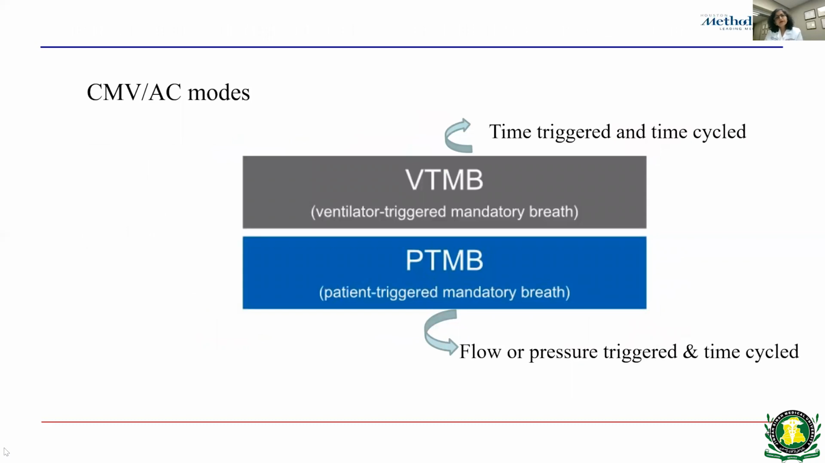Now, when you are in this particular mode, assist control, you have two types of breath. If the patient is passive, it's a VTMB breath. That means a ventilator-triggered mandatory breath. But if the patient is active, then it's a PTMB breath or a patient-triggered mandatory breath.